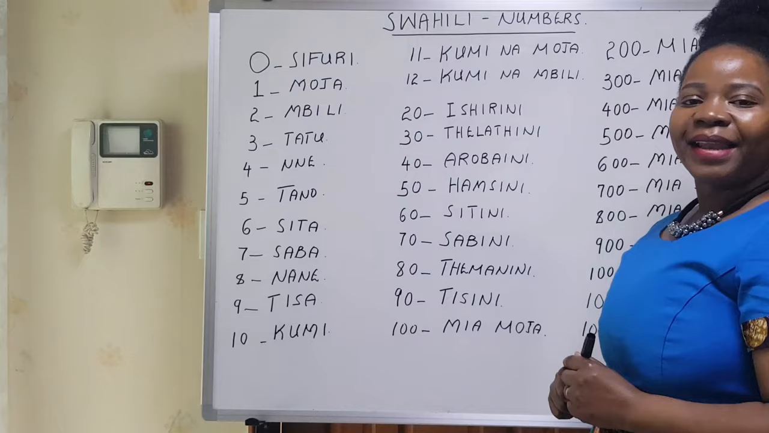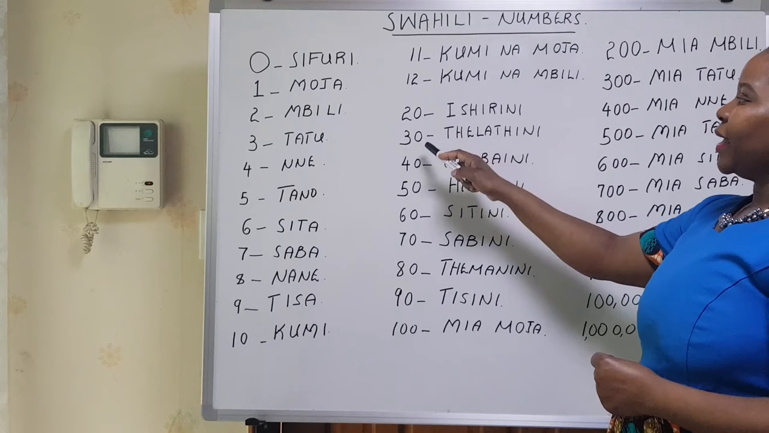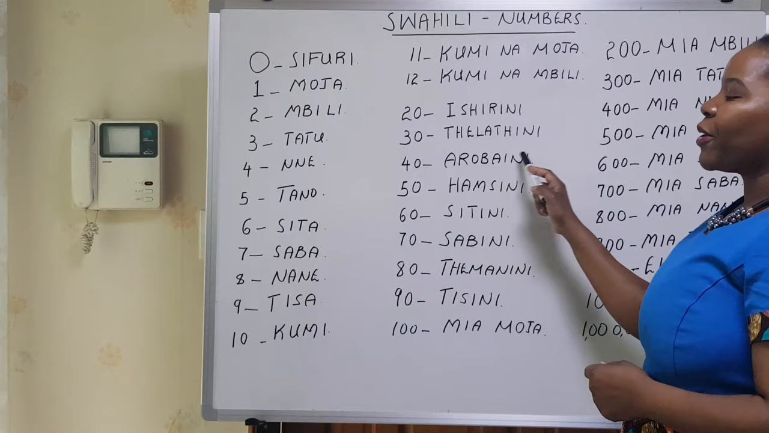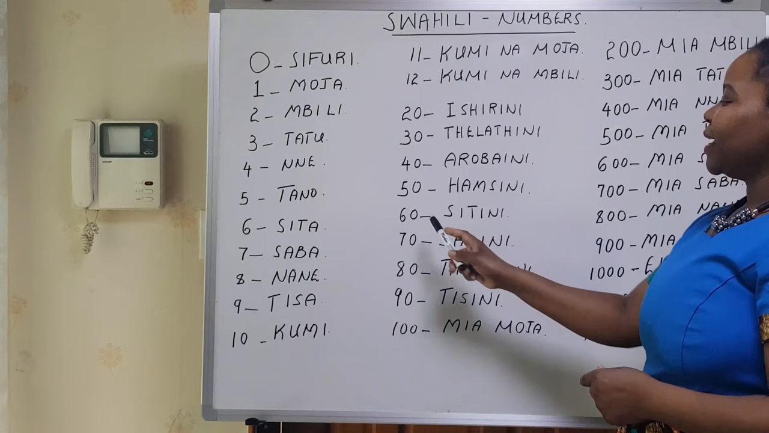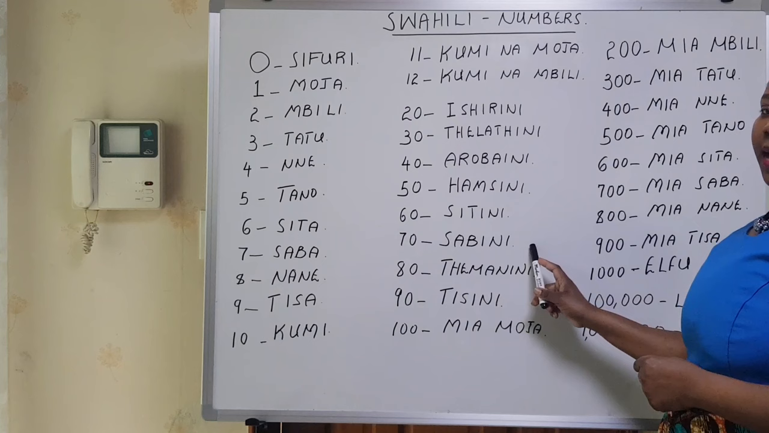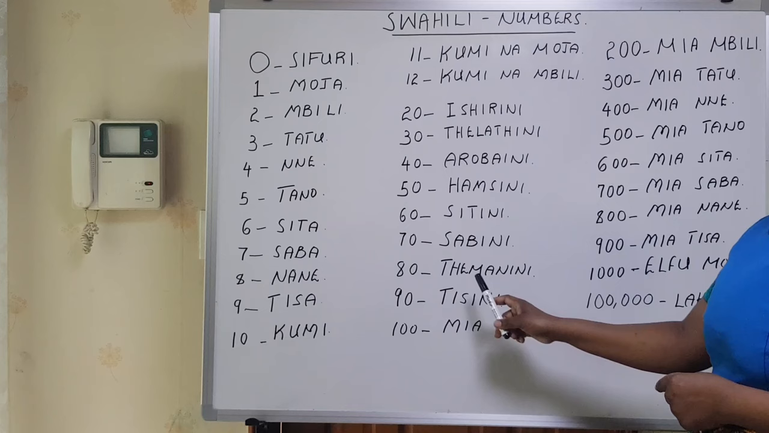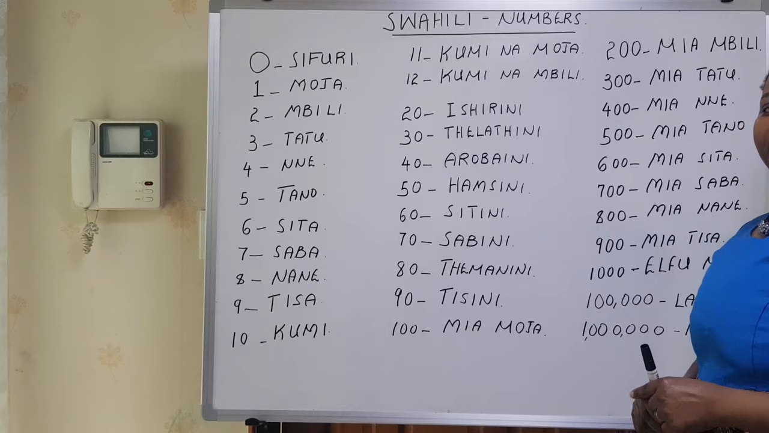All right? So from 19, we go to ishirini, which is 20. Thelathini, 30. 40 is arobaini. 50 is hamsini. 60 is sitini. 70 is sabini. 80 is themanini. 90 is tisini. And 100 is mia moja.